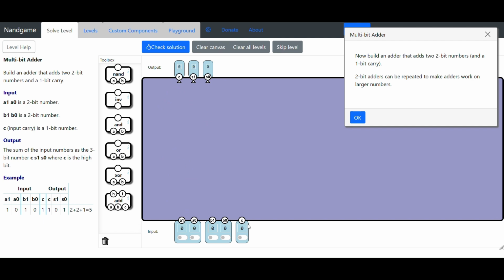So with our addition of our carry bit, we can stack those adders that we made last time together, and that's what we've got here. We've got a multi-bit adder that we're looking to make to give an output based on adding two 2-bit numbers together with our carry.